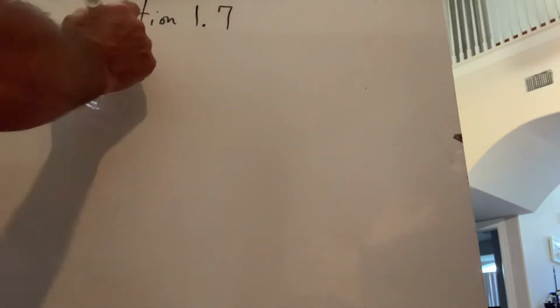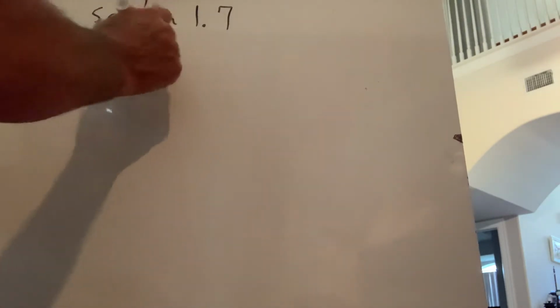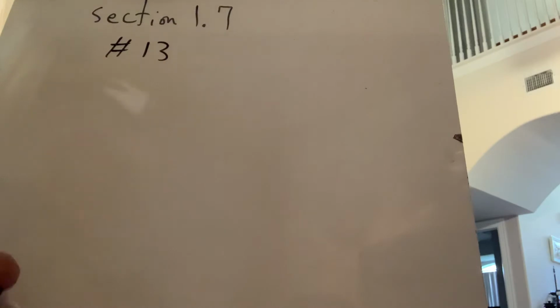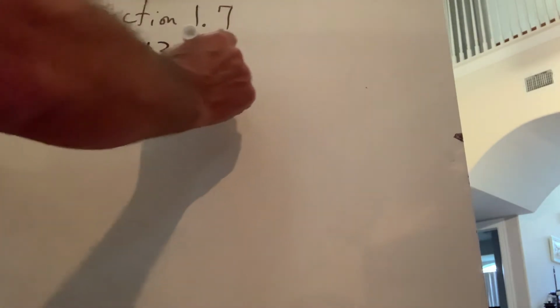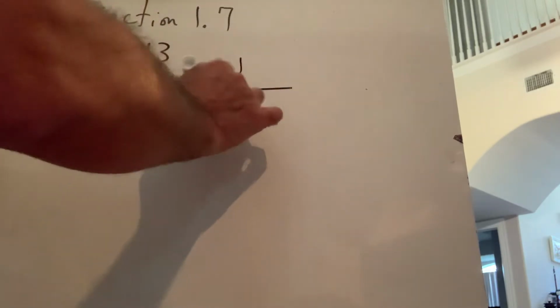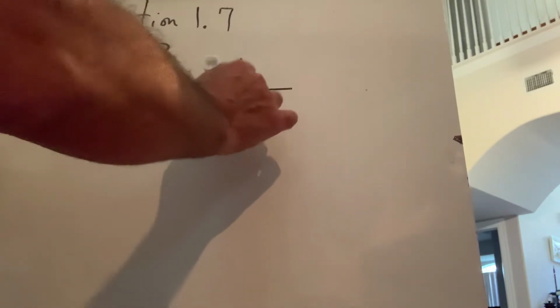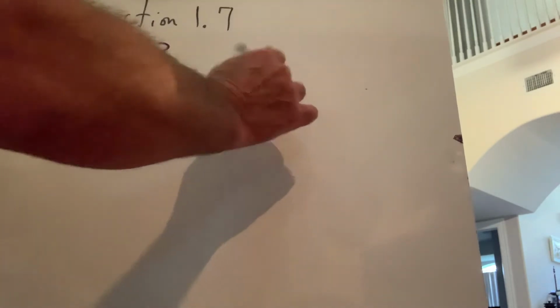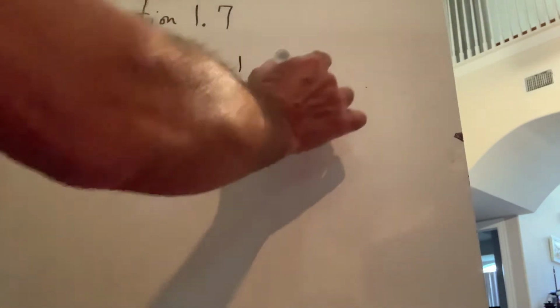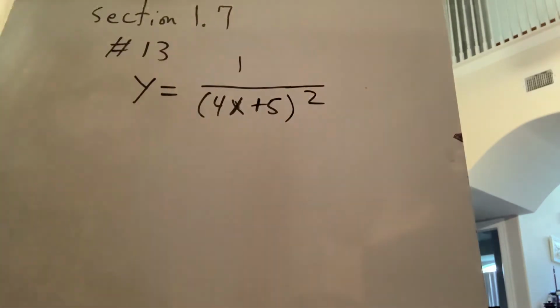Hi guys, there are a couple of questions from section 1.7. The first one is number 13, should be a quick one. So we are asked to differentiate, to find the derivative, and our function is y equals 1 over (4x plus 5) all raised to the second power, or also known as the square.